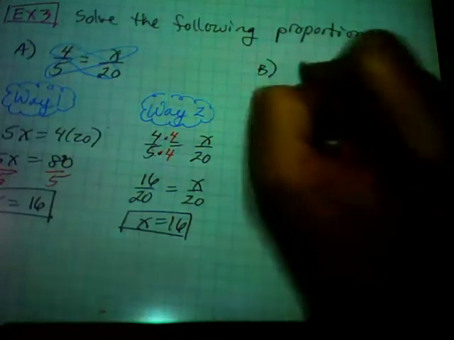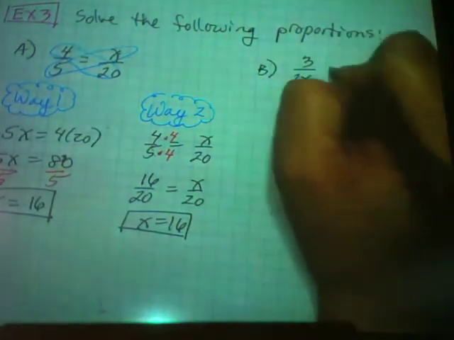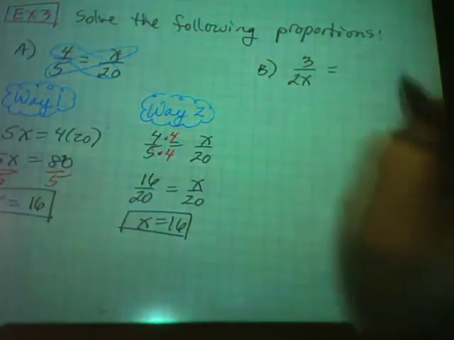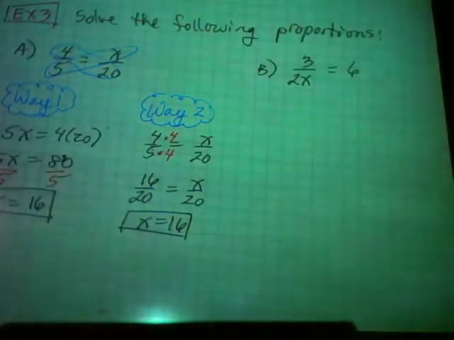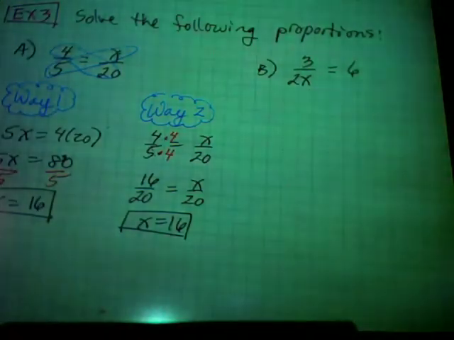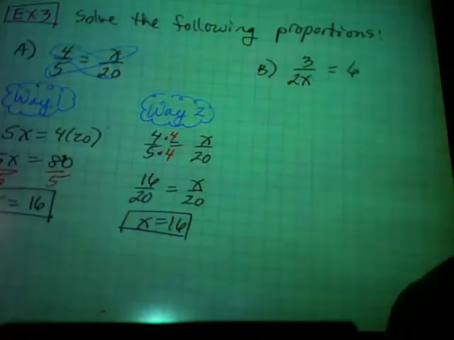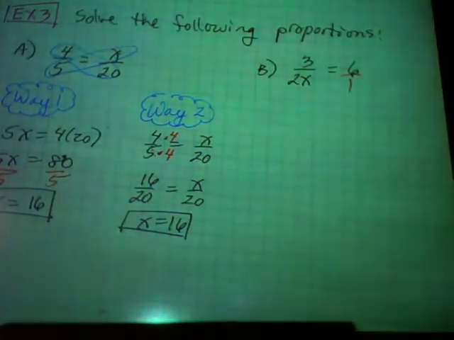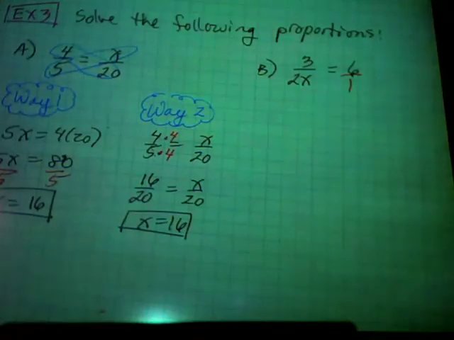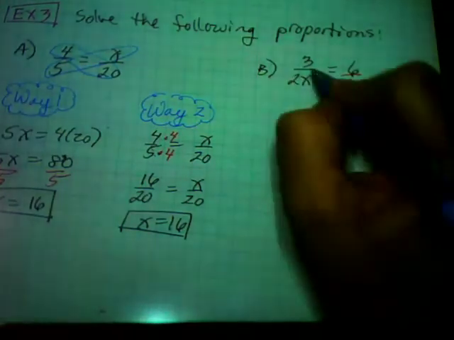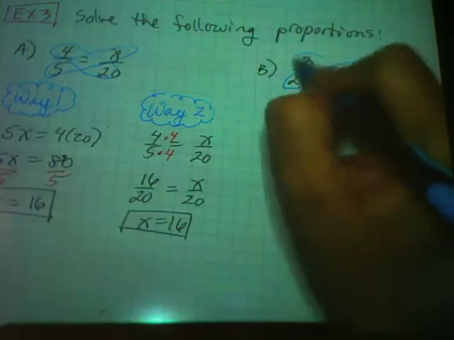What if I had 3 over 2x is equal to 6? So this is one where I would not want to multiply by the reciprocal because you'll get yourself into trouble. So I don't have a proportion, do I? But can I create one? Put your 6 over 1. Now use your cross products. You're going to multiply the 2x to the 6 and the 3 to the 1.